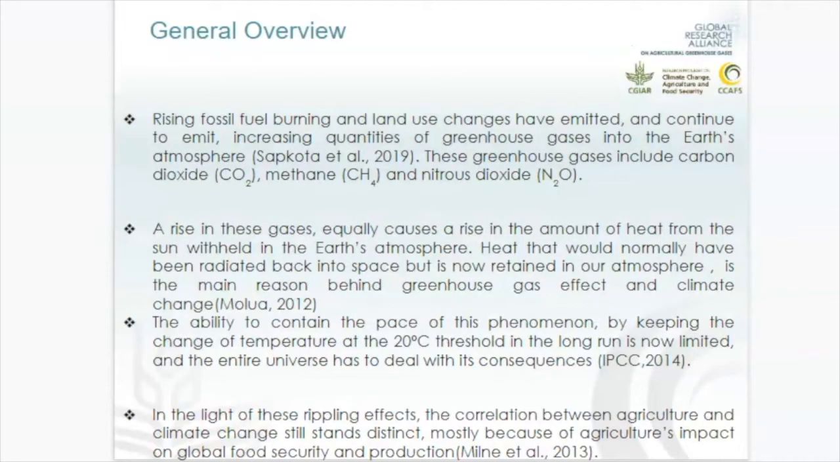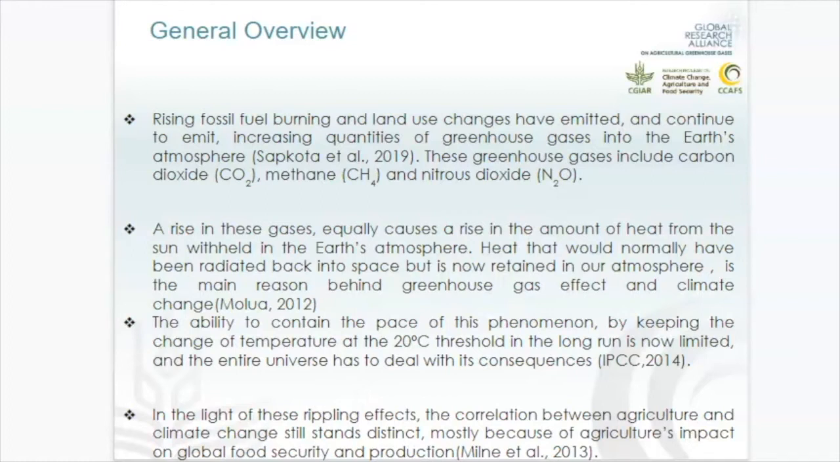Rising fossil fuel burning and land use changes have emitted and continue to emit increasing quantities of greenhouse gases into the Earth's atmosphere. Examples of these gases are carbon dioxide, methane, and nitrous oxide. A rise in these gases equally causes a rise in the amount of heat from the sun withheld in the Earth's atmosphere. Normally, heat that is supposed to be radiated back to space is now retained in the atmosphere, which is the main reason behind the greenhouse gas effect and subsequently climate change.